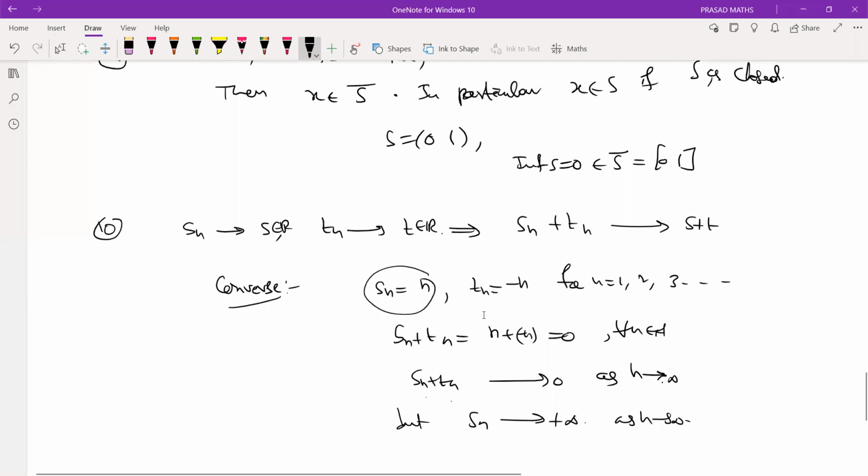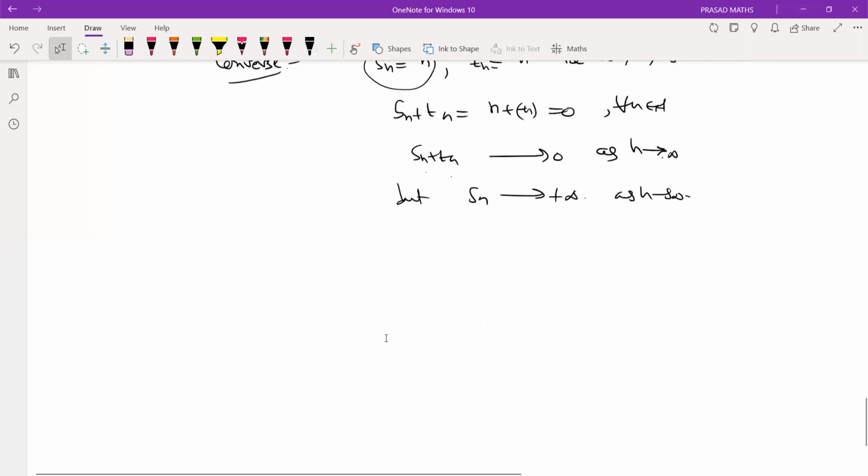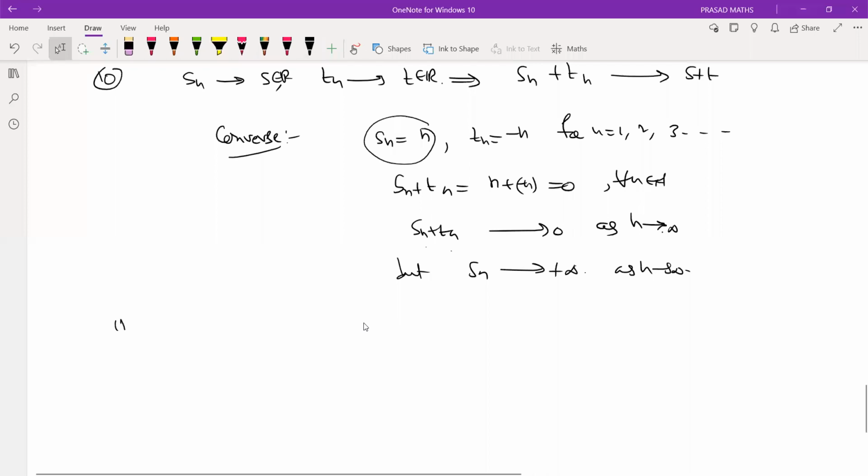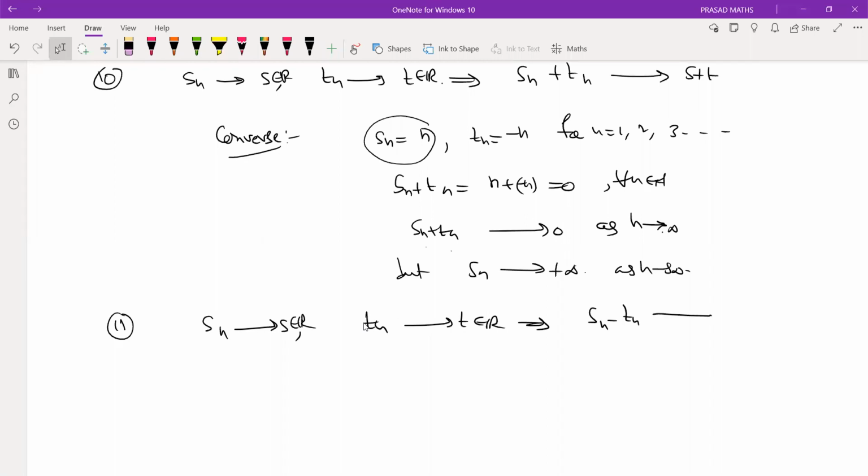So the converse of the result may not be true. If the sum is convergent, that need not imply that the individual sequences are convergent. Next, the 11th one. Suppose Sn converges to S, where S is a real number, and Tn converges to T, where T is a real number. Their difference Sn minus Tn also converges to S minus T as n tends to infinity.